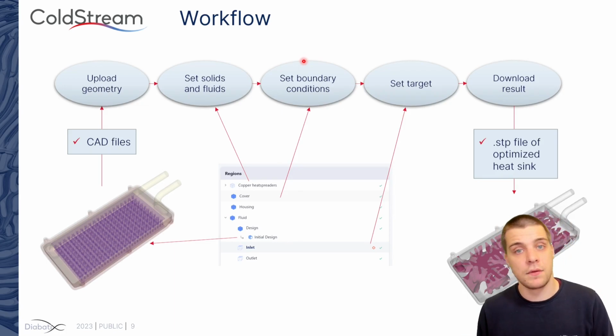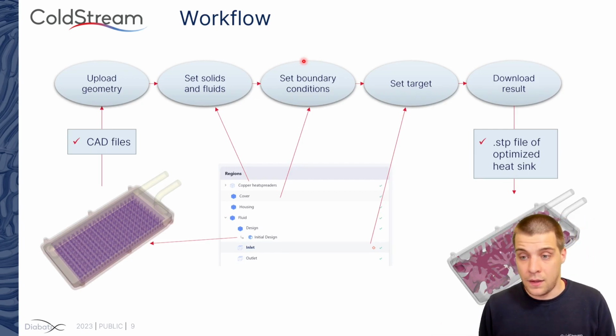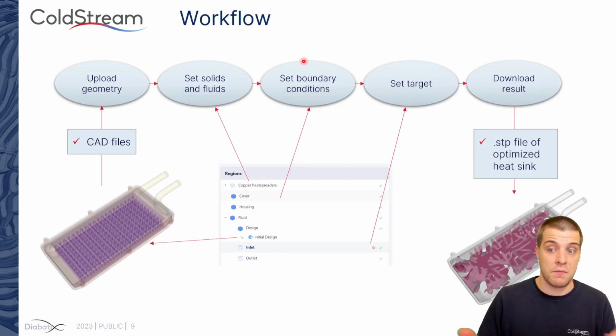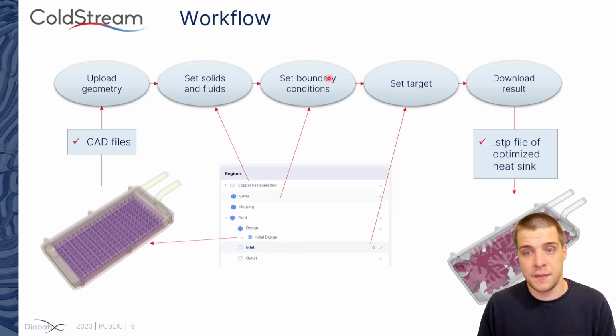In the third step, you define your boundary conditions. Is it a fan or a pump that drives the flow, or is it natural convection? What does the heat load look like? How much heat do my chips generate, etc.? That's something that you specify in this step.